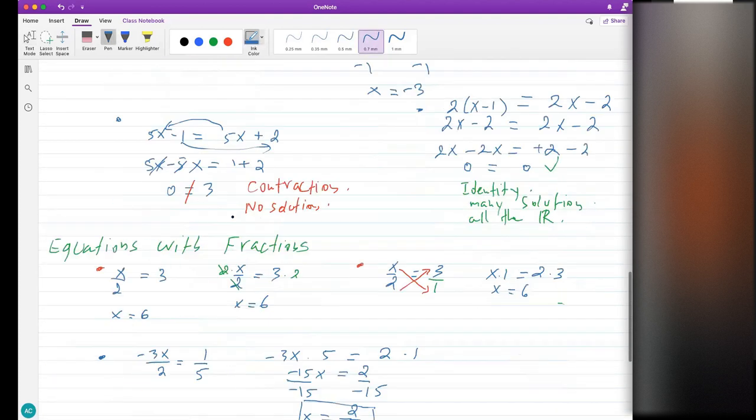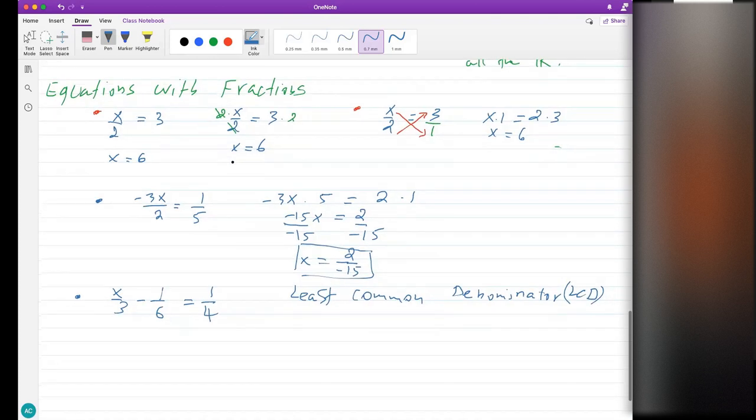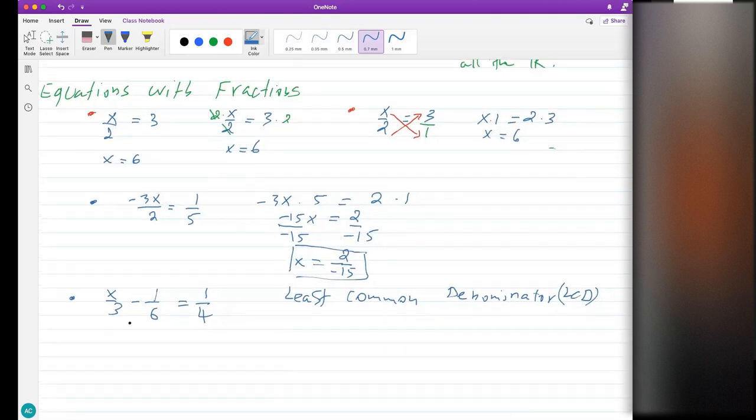So you should be familiar with fractions at this point. It's gonna be 12. 12, that's right. So 3, 6, and 4. So the LCD is 12. So all these numbers, 3, 6, and 4, go into 12. Or 12 is the least, the smallest multiple of these. If you do multiples of each one of these, the first one that appears common is 12.